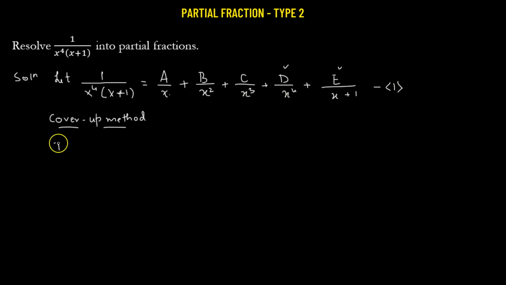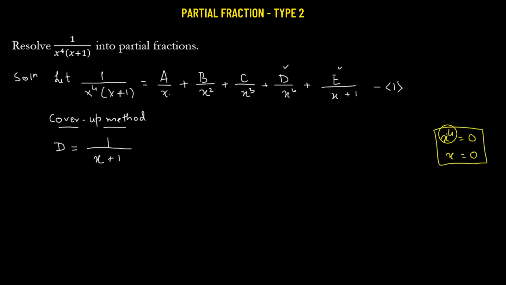Now we'll start by first obtaining the value of the constant d. All we have to do is write the original rational fraction, but here we'll have to cover up the factor x raised to the power of 4. That is the denominator of d over x raised to the power of 4, which leaves us with 1 over x plus 1. So this is how we can obtain the value of d. We have covered up x raised to the power of 4. Covering up x raised to the power of 4 means we have to equate x raised to the power of 4 to 0. Solving for x, we get x equals 0.